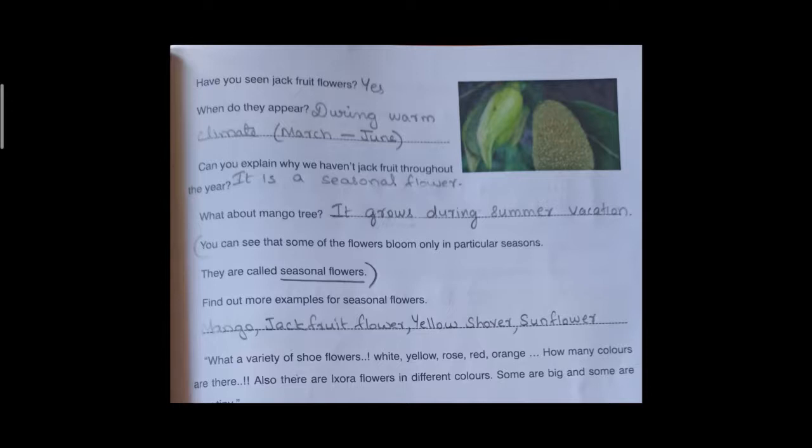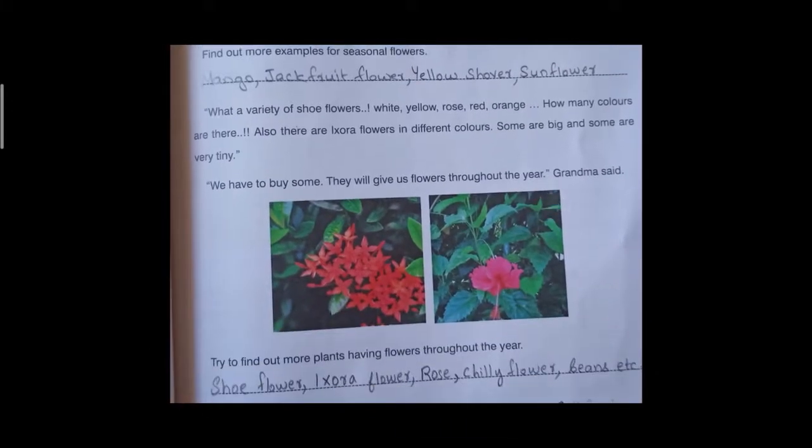What a variety of shoe flowers. That means the hibiscus flower. You can see the hibiscus flower here. The second picture is the hibiscus, which is very common in our area. There is a variety of colors: white, yellow, rose, red, orange. How many colors are there? Also there are ixora flowers. You can see the first picture is the ixora flower. Ixora flowers are also available in different colors. Some are big and some are very tiny. Some ixora are even bigger than this flower.